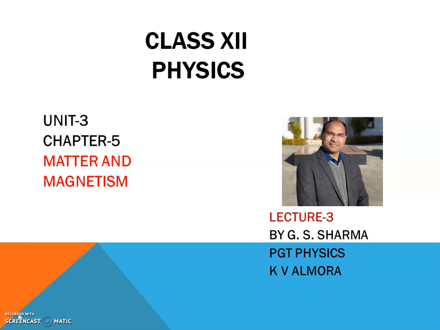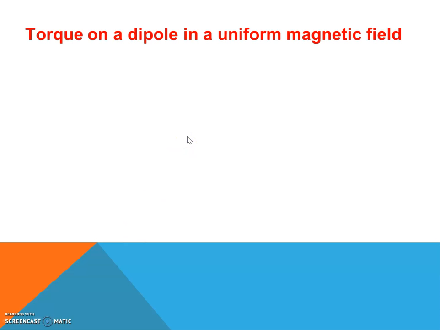Hello students, this is my third lecture on matter and magnetics. In this lecture, we are going to establish a relation for torque on a bar magnet, or torque on a dipole in a uniform magnetic field.